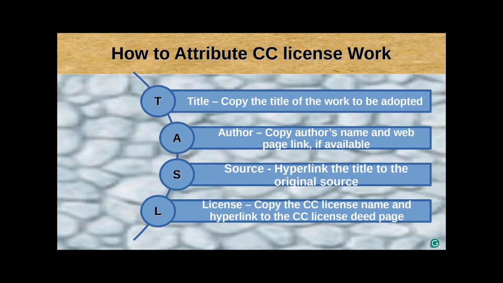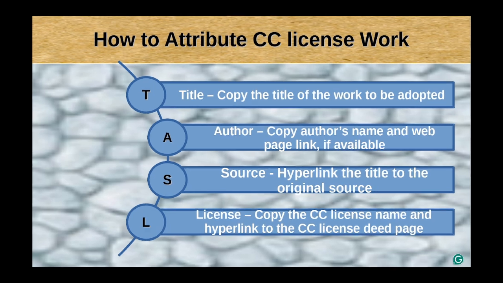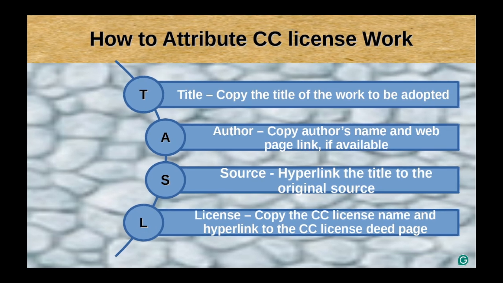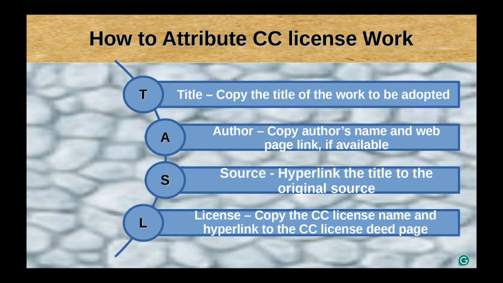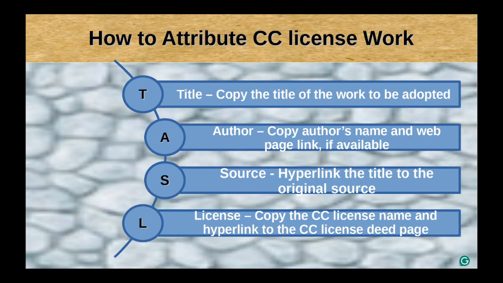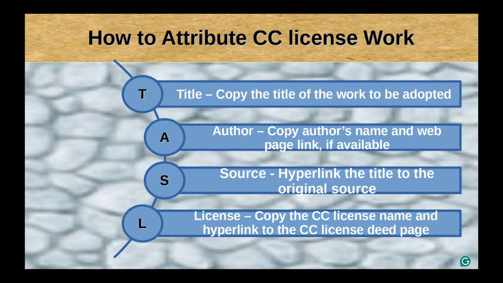Let's move to our second slide on how to attribute CC license work. As we discussed theoretically, CC licenses are considered open licenses. For the purpose of attribution, we'll use CC licenses along with other open licenses in OER resources. You can see four criteria, such as title, author, source, and license, need to be attributed while referring to others' work.